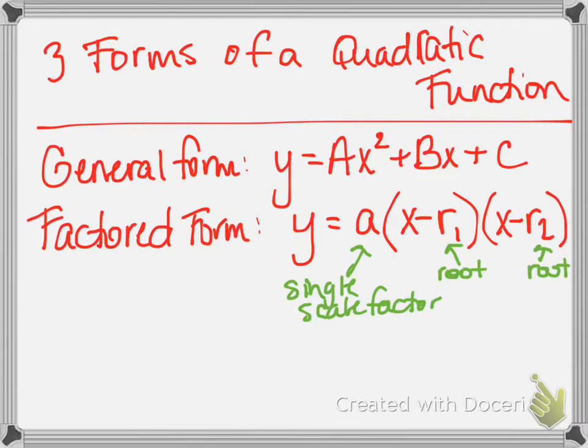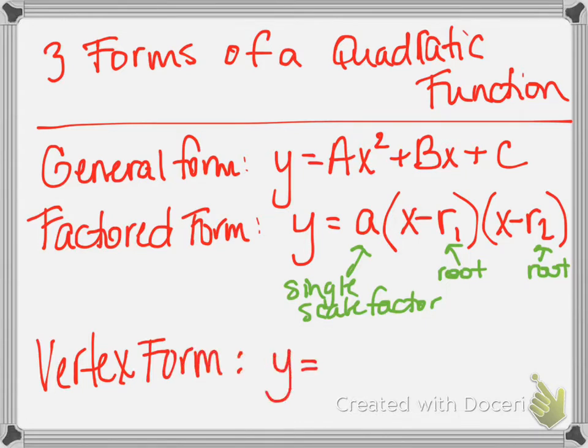And then last but not least is the one that we've known for a while now, vertex form. But this vertex form is written with a single scale factor. So instead of having the b and the x minus h over a, they write it now as a times (x minus h) squared plus k, where this, just like above in factored form, is your single scale factor.